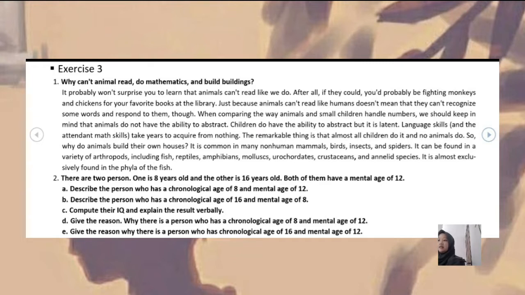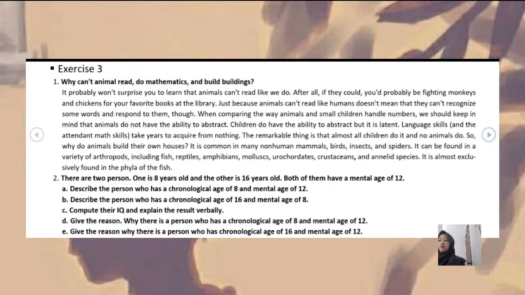Language skill and the attendant math skill takes years to acquire from nothing. The remarkable thing is that almost all children do it and no animals do. So, why do animals build their own house? It's common in many non-human mammals, birds, insects, and spiders. It can be found in a variety of arthropods, including fish, reptiles, amphibians, mollusks, arachnids, crustaceans, and annelid species.